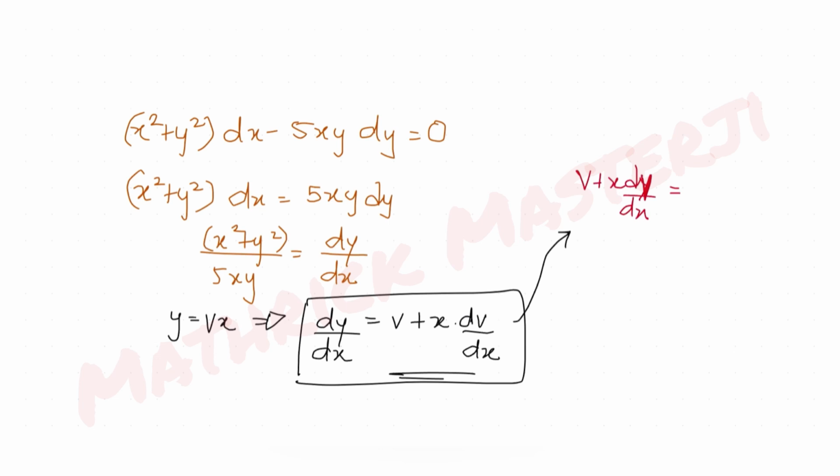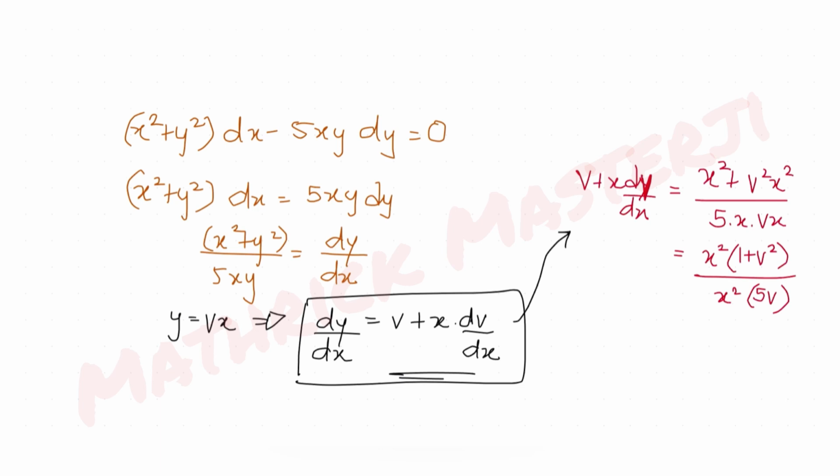Let's see what this becomes. In x² + y², y is vx, so (vx) whole squared gives v²x². In the denominator, 5x and y is again vx. So taking x² common, 1 + v² over 5v, and the x² cancels. So I get v + x dv/dx equal to (1 + v²) over 5v.